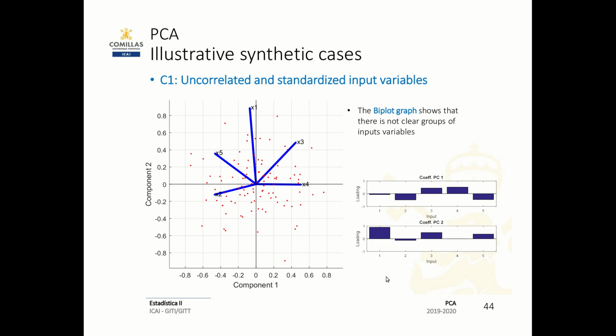And in the B plot, we see that we cannot group the input variables. They are totally away from each other, as far from each other as they can get in a two-dimensional plot.